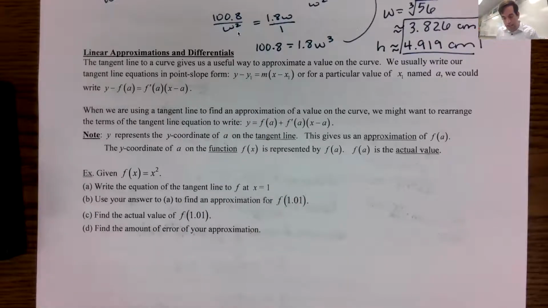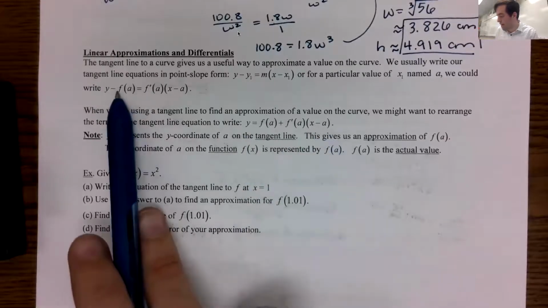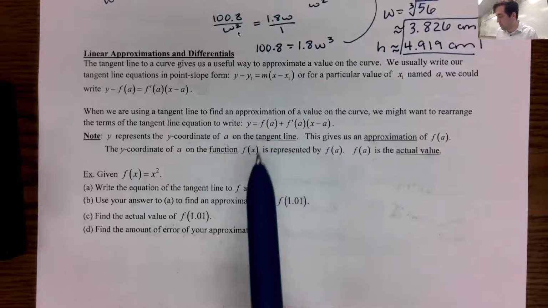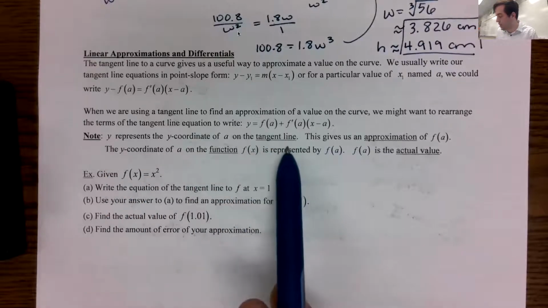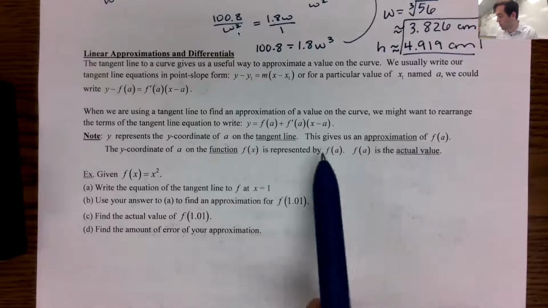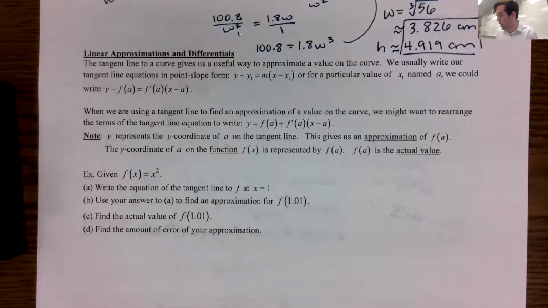When we are using a tangent line to find an approximation of a value on the curve, we might want to rearrange the terms of the tangent line equation to write it like this. This is the same thing, but we just added f of a to the other side, right? Y represents the y coordinate of a on the tangent line. This gives us an approximation of f of a. The y coordinate of a on the function f of x is represented by f of a. F of a is the actual value. Okay, so what are we talking about here?